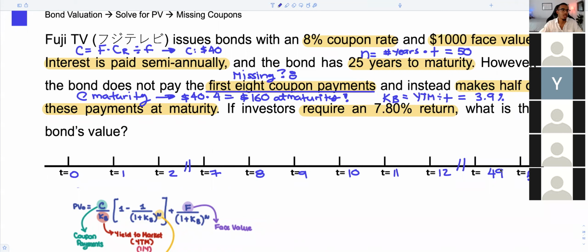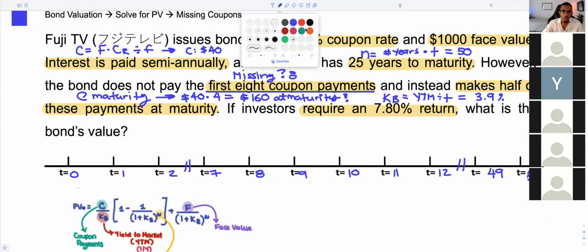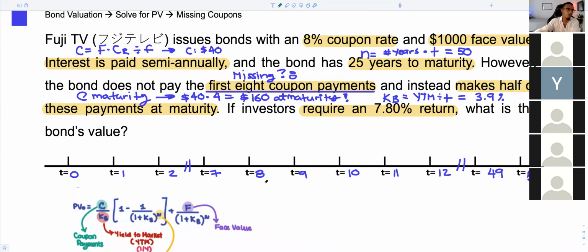You'll see what I mean in just a second. We could break this down into a few steps. Okay, so let me ask you this. When is our first payment occurring? If we know that the first 8 payments are not happening, when will be the first payment? At what t is the first coupon payment?